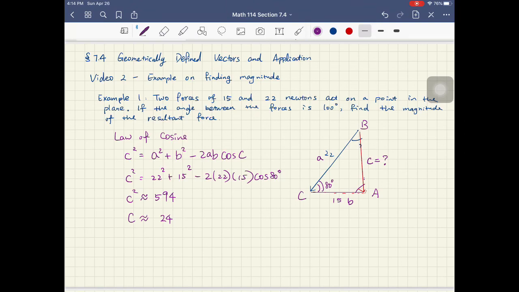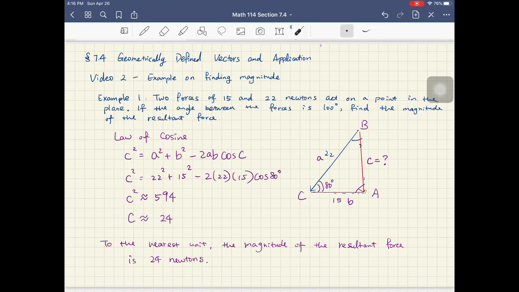C is the magnitude of the red vector. So the magnitude of the resultant force is going to be 24 newtons. Okay, so the conclusion is the magnitude of the resultant force is 24 newtons. I'm just rounding to the nearest unit to match the numbers we have in the original problem.